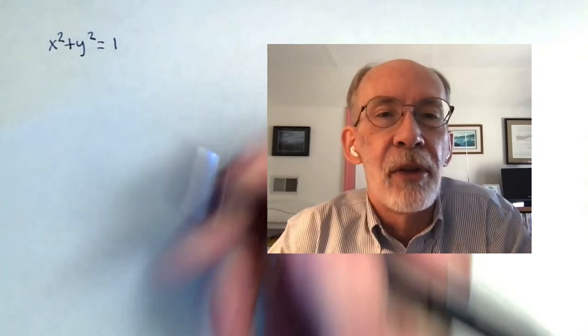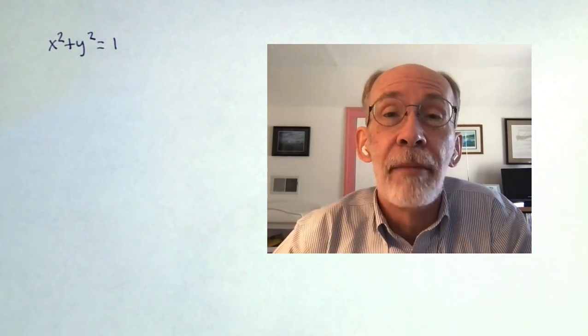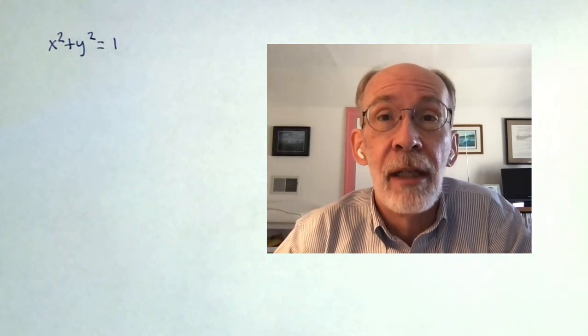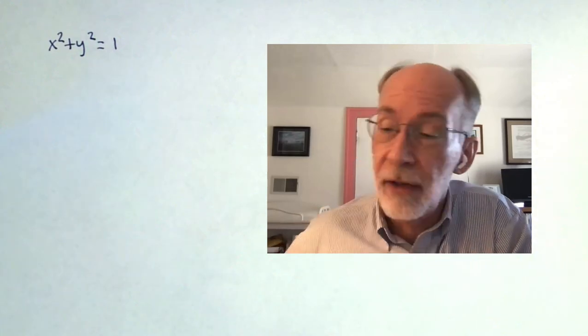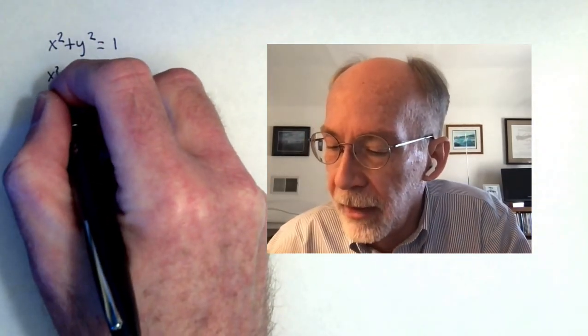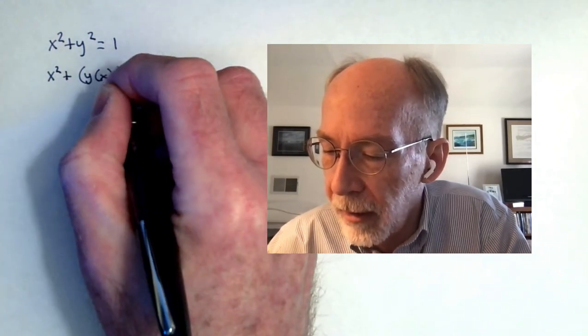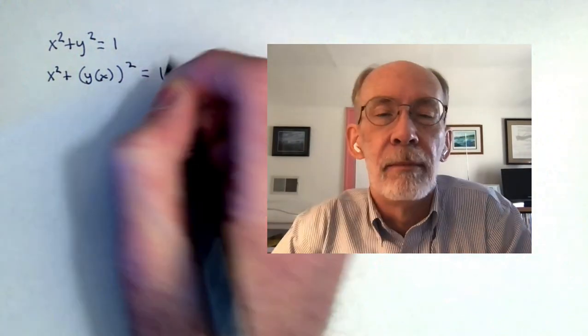So we're here on the document camera, and I'm going to start with the equation of the unit circle taken as a whole, which is x² + y² = 1. Now, locally, in the neighborhood of our point of tangency, we can treat y as a function of x, and I'm going to write that very explicitly here: x² + y of x squared = 1.